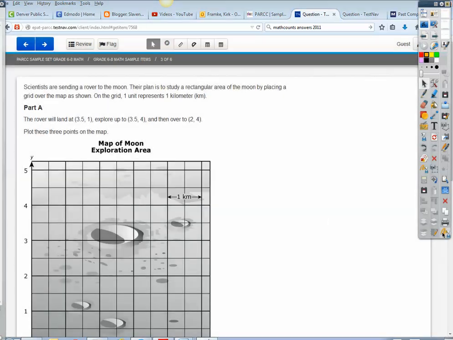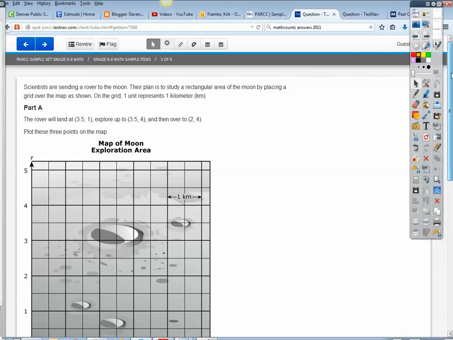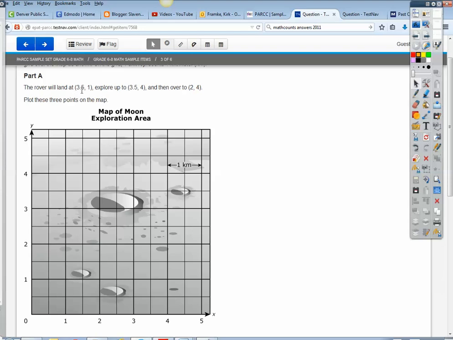All right. Scientists are sending a rover to the moon. Their plan is to study a rectangular area of the moon by placing a grid over the map as shown. On the grid, 1 unit represents 1 kilometer. The rover will land at 3.5, comma 1. Maybe I should put a point there. So 3.5, comma 1. All right.